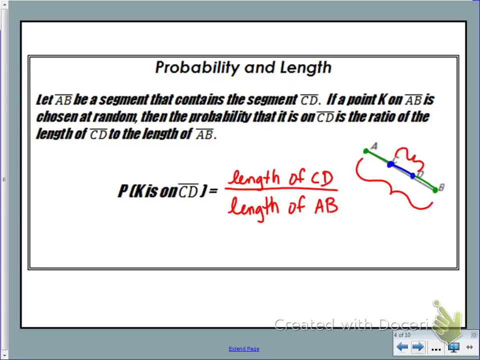Now the reason why this occurs is essentially it's looking at the ratio of the size to find out what are the odds that it would fall on CD rather than another location outside of that but still on segment AB. So we're going to do the length of where we're looking for it to occur over the length of the whole segment. If you notice our notation here, P is standing for probability, and then in parentheses we put what we want to find the probability of. We're looking for K to be on segment CD. So we list it as probability of K being on CD.